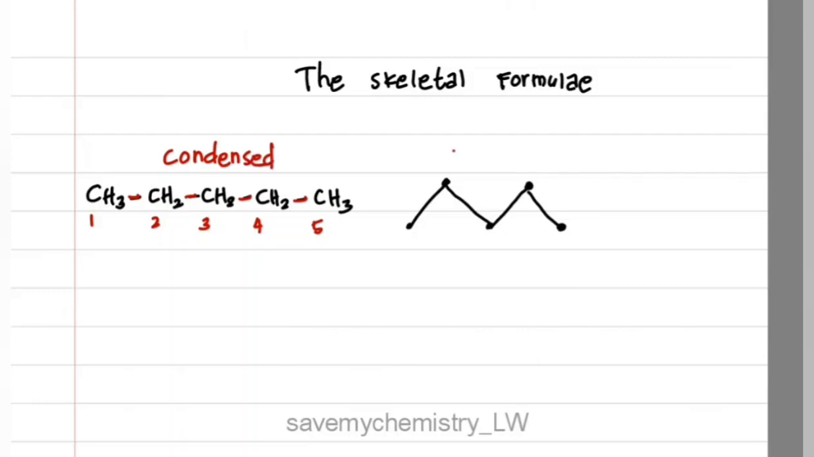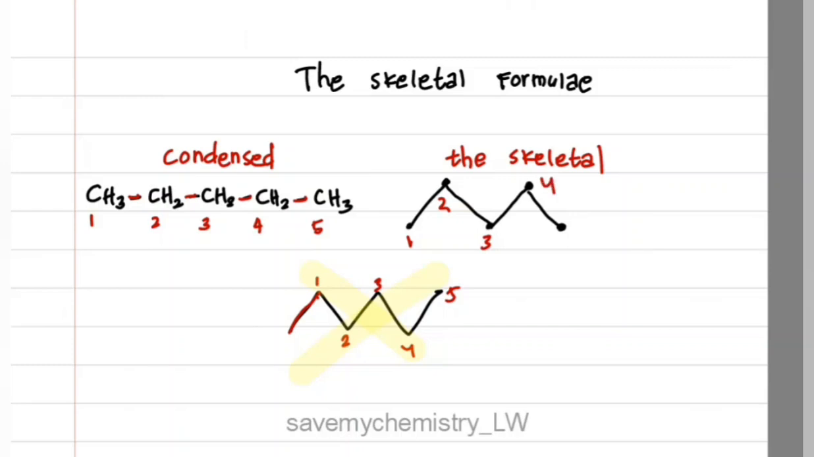But sometimes students suppose a line is 1 carbon atom. So the students draw pentane as 1, 2, 3, 4, 5, 6. They are supposing a line as 1 carbon atom, but it is wrong. Every corner, every bend represents a hidden carbon atom. So one corner, one dot represents 1 carbon atom.